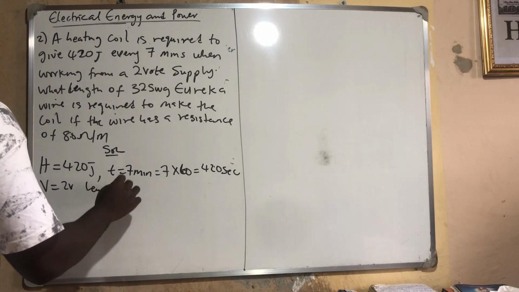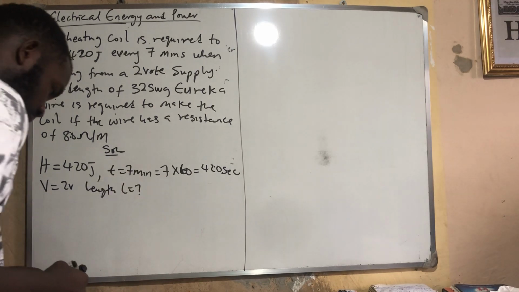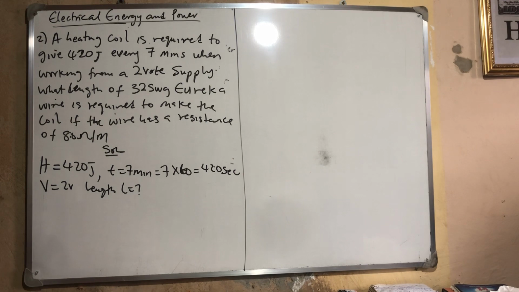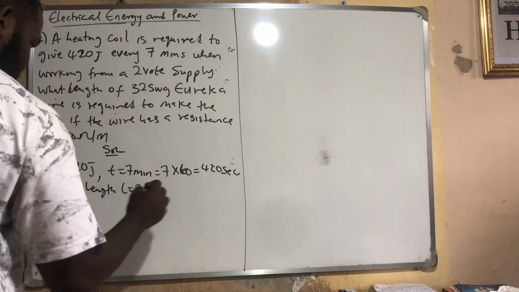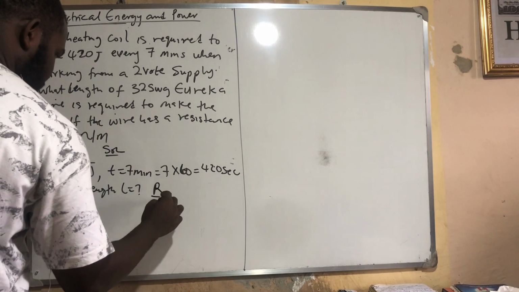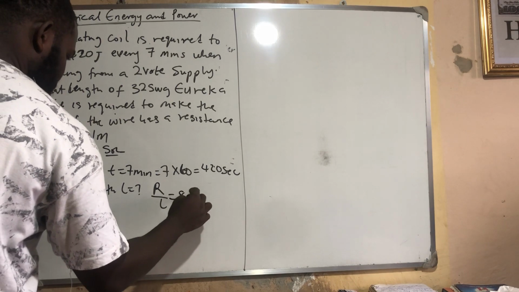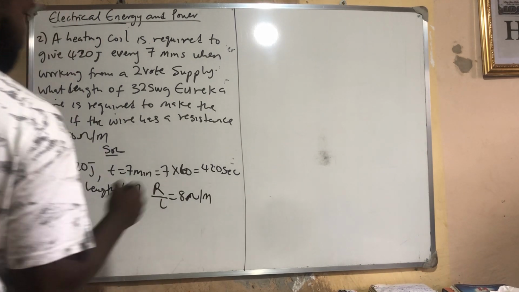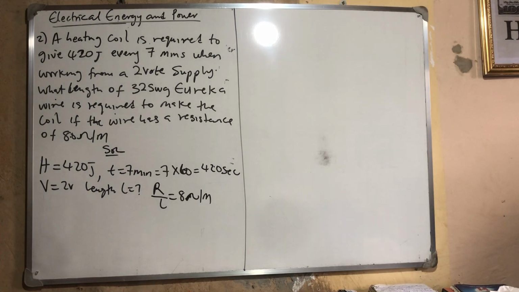The length L is unknown, but resistance per unit length is equal to what? 8 ohm per meter. So if we can get the resistance, we are very, very good. So how do we get the resistance now? To get the resistance, I know that what?